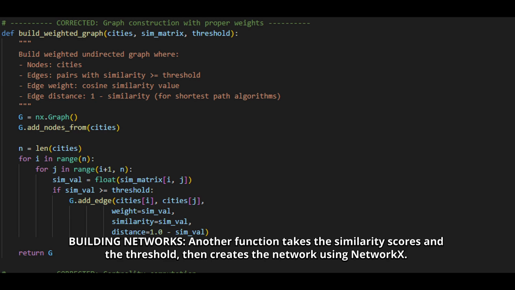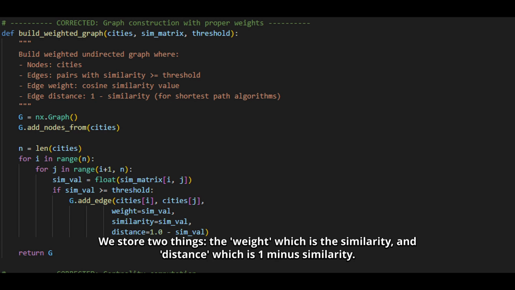Building networks. Another function takes the similarity scores and the threshold, then creates a network using NetworkX, which stores two things: the weight, which is the similarity, and distance, which is 1 minus similarity.